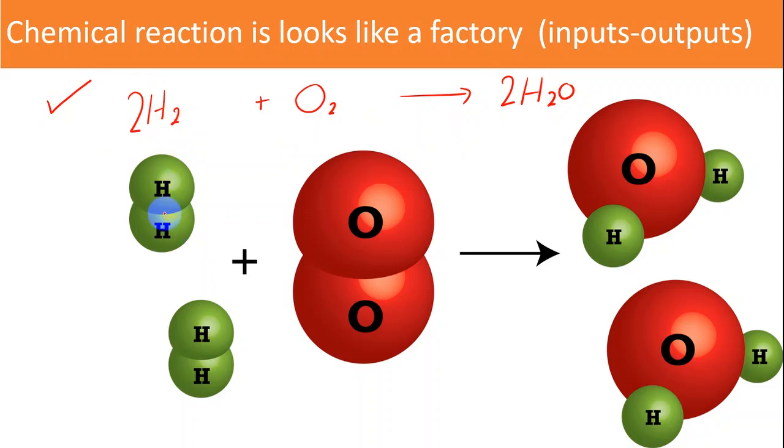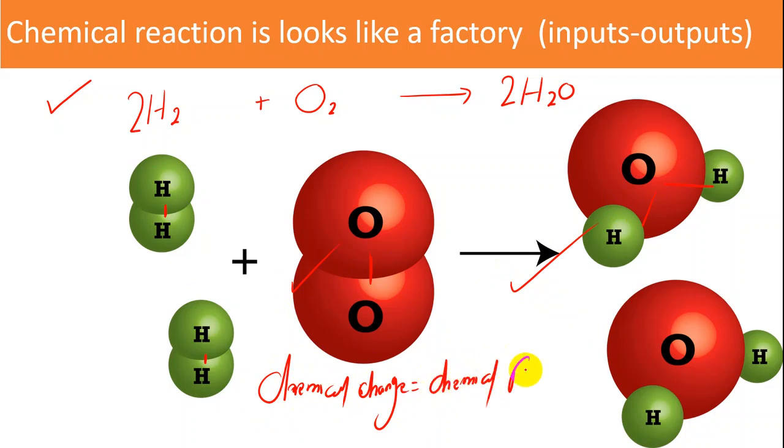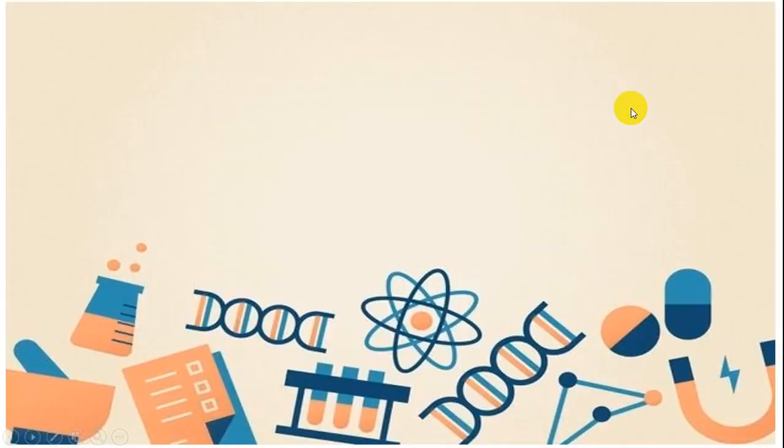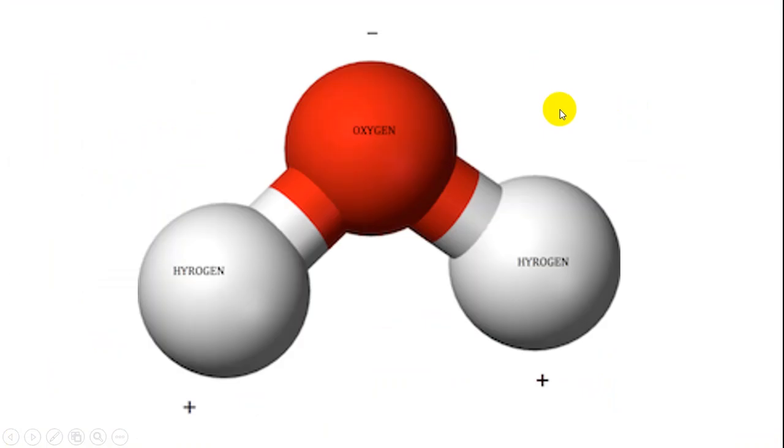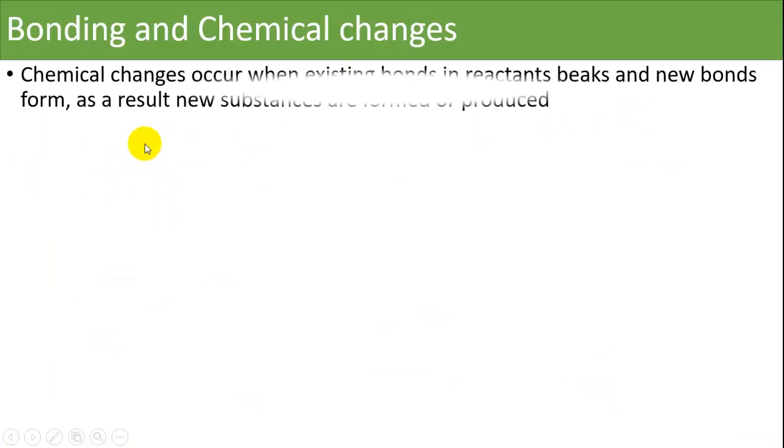So in this one, we have a bond between hydrogen and hydrogen, and a bond between oxygen and oxygen. But in the resulting one, we have a new bond between oxygen and hydrogen. So this one is a chemical change or chemical reaction. So the chemical change can simply be defined as a chemical reaction. The chemical reaction looks like a factory in which we put something inside, called the input, to produce new substances called the outputs. So this one is the introduction to the chemical change and the physical change.